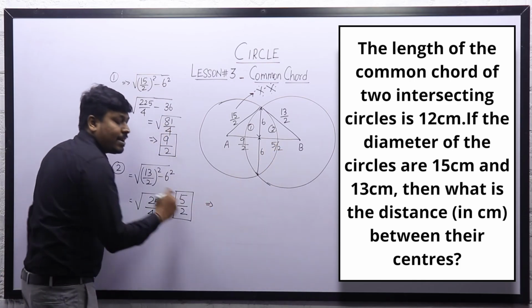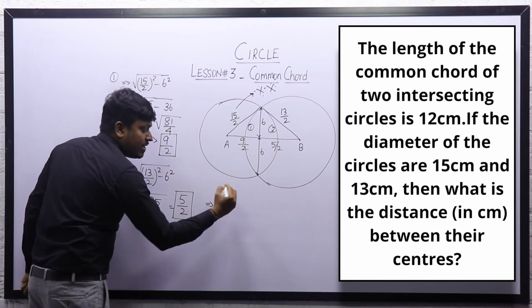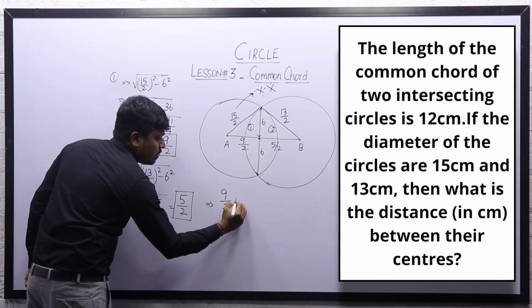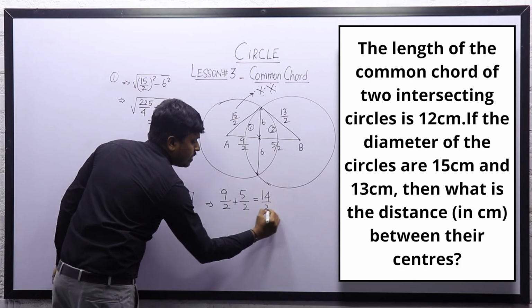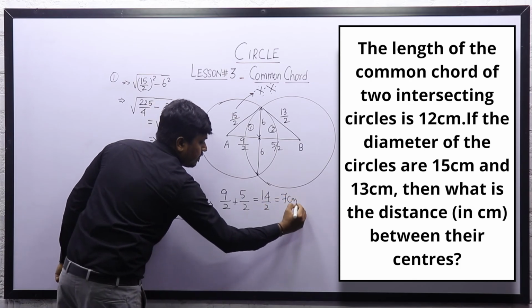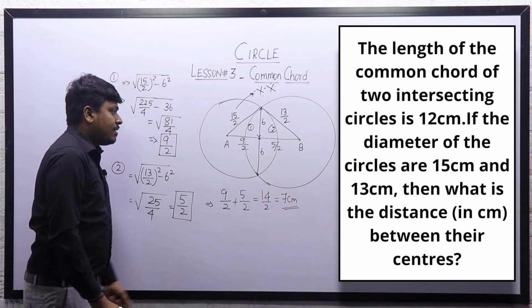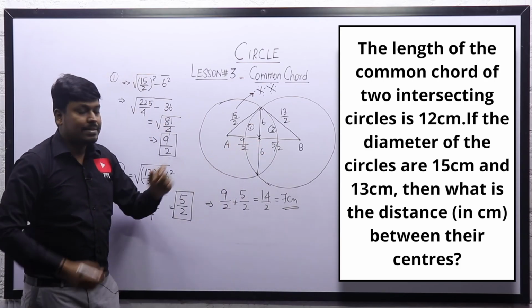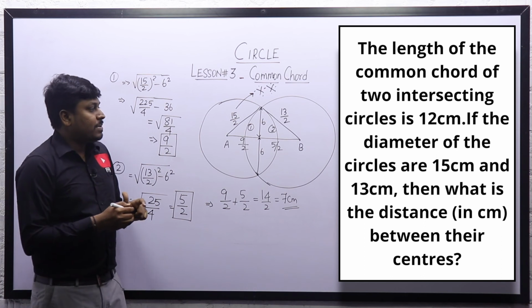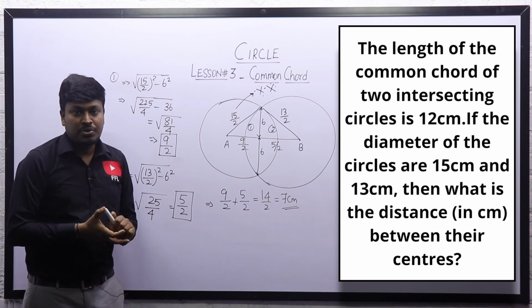So finally our target is to find the total distance between the 2 points. So 9 by 2 plus 5 by 2. So this will be 14 by 2, 7 centimeter. So finally we can say that the length of this line that is connecting the two center points of the circle is 7 centimeter. So this will be the answer for the last fourth question.